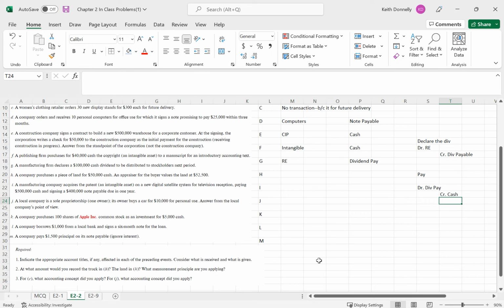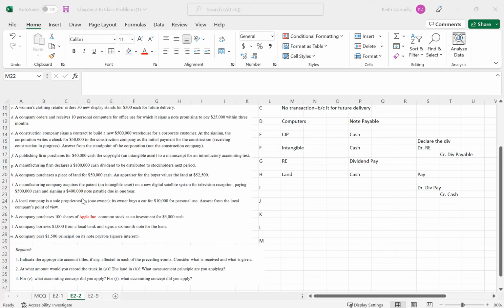If we look at H here, it says a company purchases a piece of land for $50,000 cash. Okay, so what did we receive? Land. What did we give up? Cash. If we look here at I.